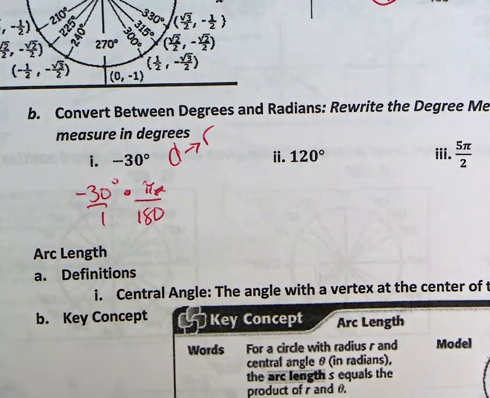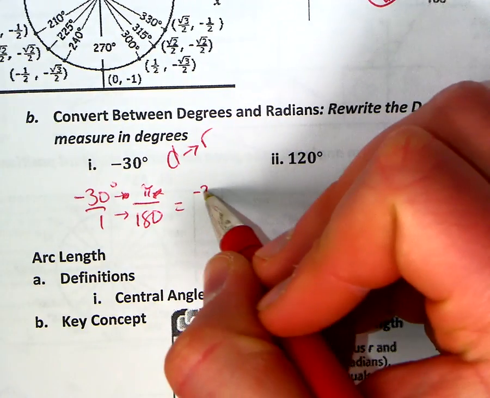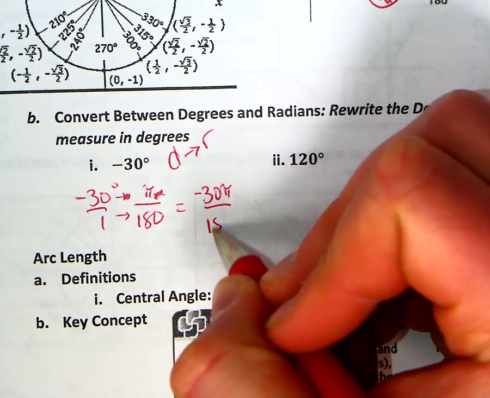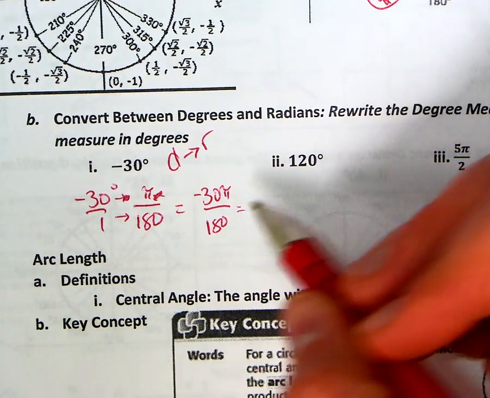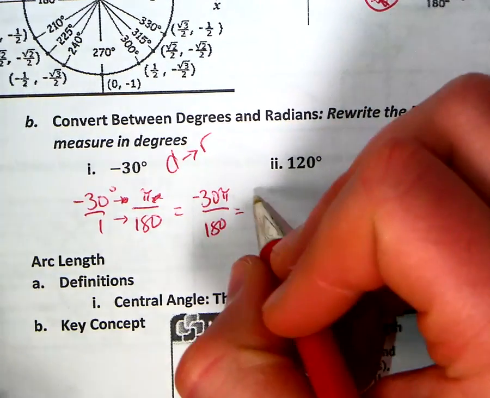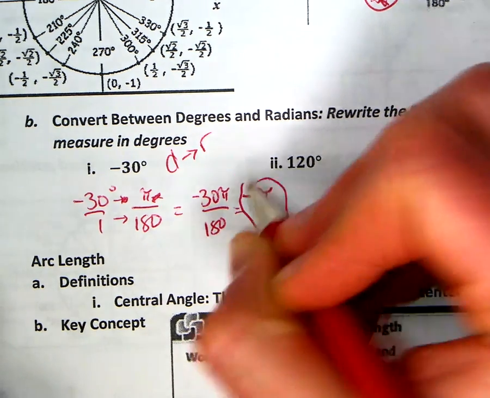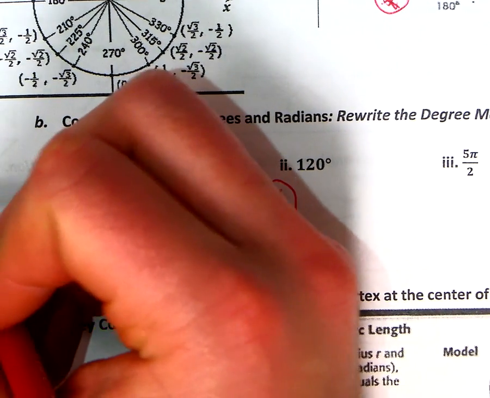I'll put a 1 down there so then we can see kind of the multiplication. Now we're just going to multiply across. So you get negative 30 pi over 180. Now we can just simplify, and you get negative pi over 6. How do we get negative pi over 6?